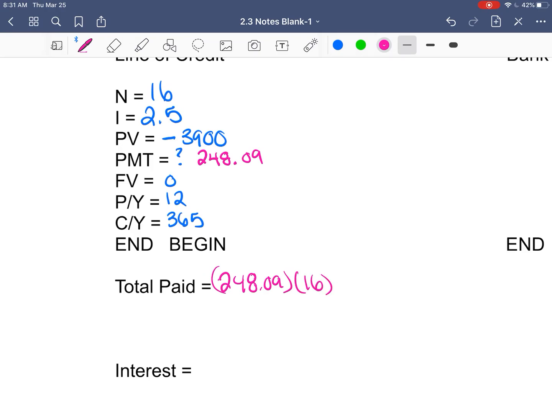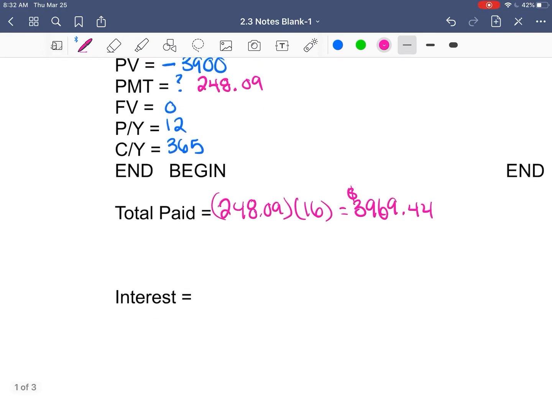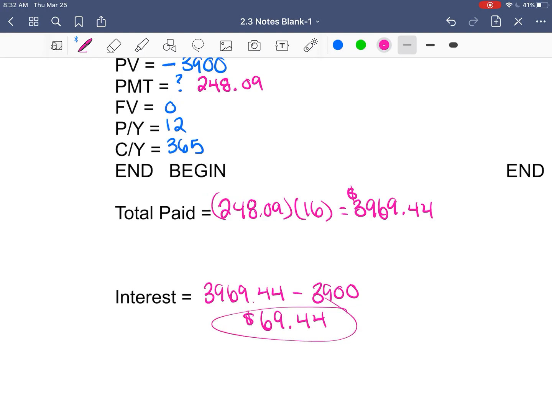So then if we figure out what his total paid, well, he paid $248.09 and he did that 16 times. So 248.09 times 16 gives us $3,969.44. So that's what he paid in total. So then his interest is going to be his total paid, $3,969.44, minus the loan he actually took out. So he took out $3,900. So in total, he's going to pay $69.44 in interest. So that's how much interest he's going to pay.